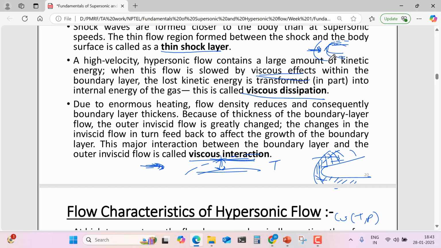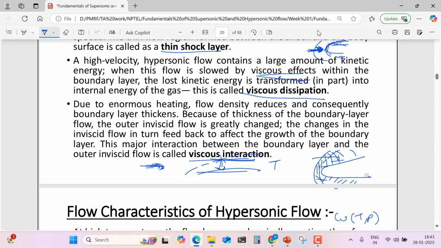Yes, sir. But because across the shock the flow will not be isentropic. It will not be isentropic flow, but it is not called that there. It will also be due to viscosity only, but only this part is called viscous dissipation. Okay, sir, thank you. But there will be enormous heating, mainly due to the shock.